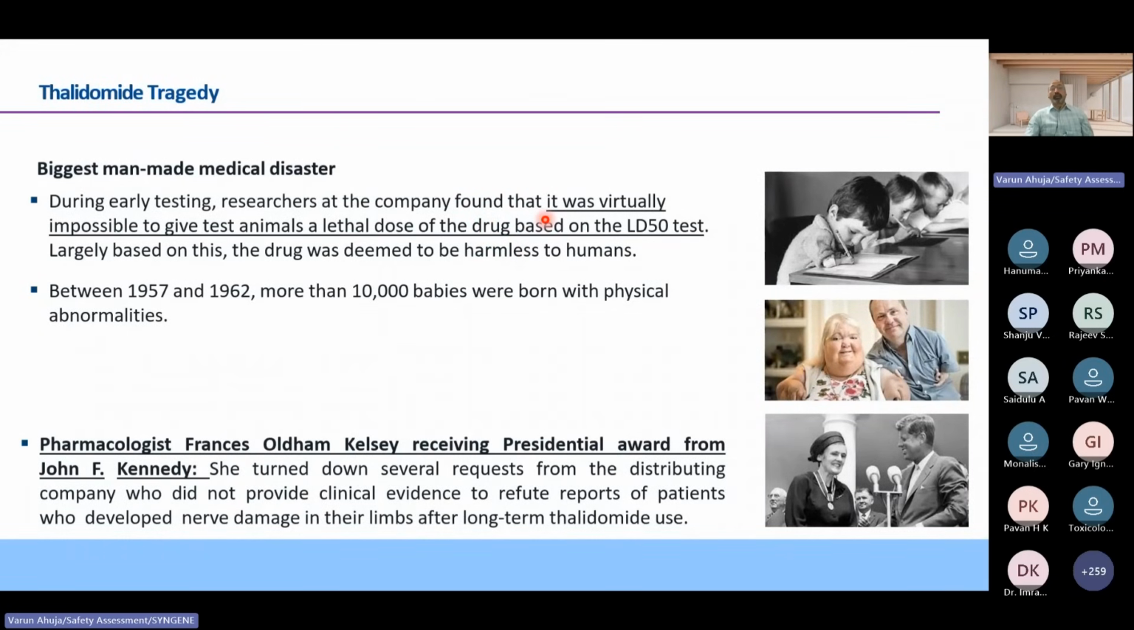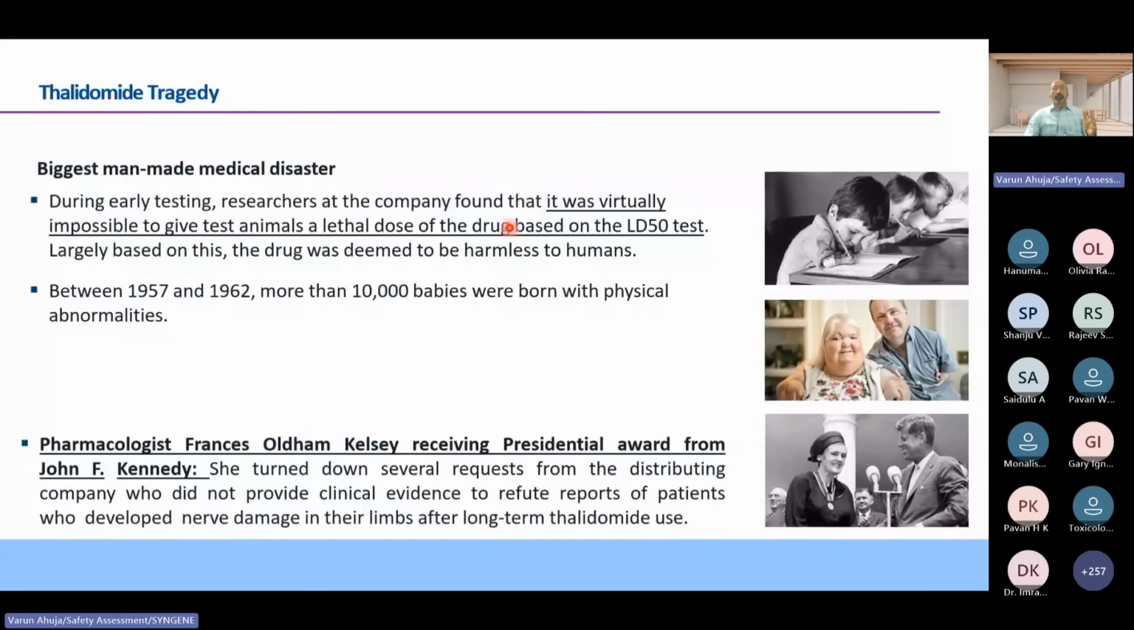But at that time the toxicity testing was not developed, and this drug was tested only for the LD50 test, and only the lethal dose was determined. The lethal dose was more than 5000 mg per kg, and they thought, okay, this drug is safe. So there was no repeated dose toxicity done, no reproductive toxicity done, and this drug was introduced in the market by a German pharmaceutical company.